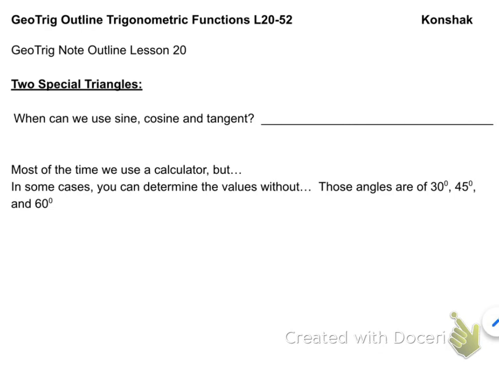But, guys, we've used sine, cosine, and tangent before. That's the trig identities. When can we use them? What kind of things can we use sine, cosine, and tangent on? Right triangles. So we can only use them on right triangles.